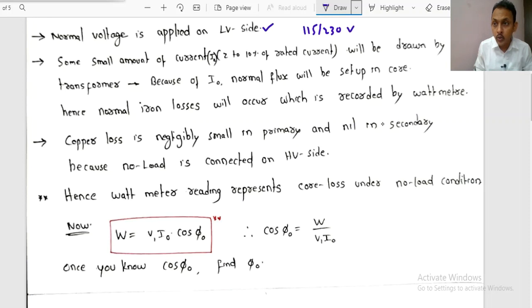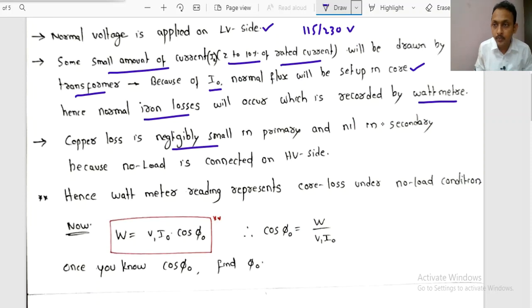Even though there is no load on the secondary, some small amount of current will still be drawn by the transformer. That current will be 2 to 10% of the rated current. Because of this no load current I naught, some normal flux is set up in the core. Hence the losses that occur constitute the iron losses, which will be recorded by the wattmeter.